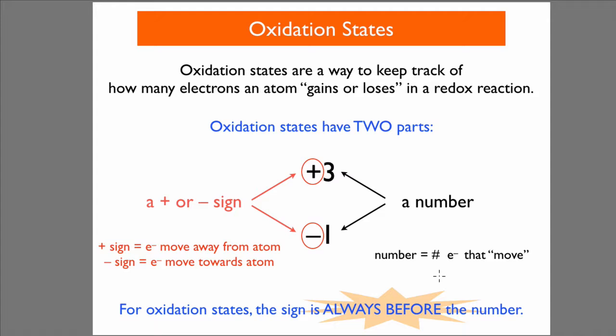And it's important to remember this, and you're bound to get it wrong at some point, because at other times you write the sign and the number the other way around. But for oxidation states, you must always write oxidation state with the sign before the number. To help you remember this, there's this nice star, and always before is in capitals, ensuring that you will never forget this fact.